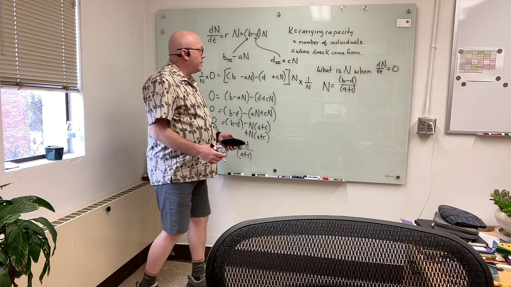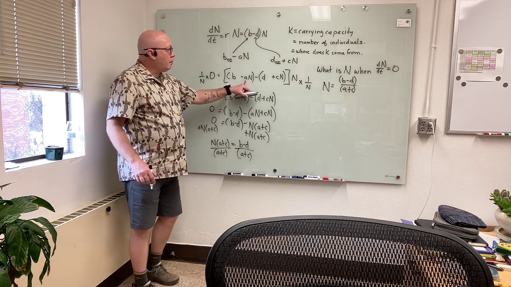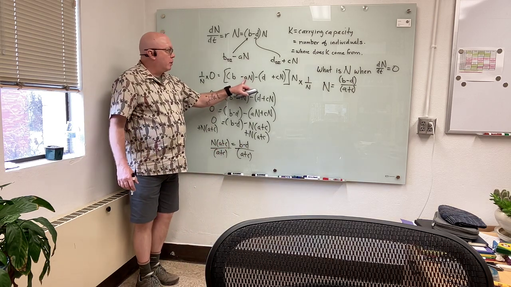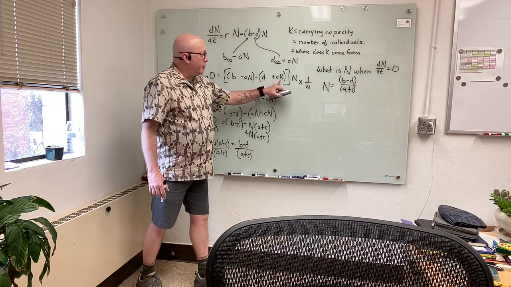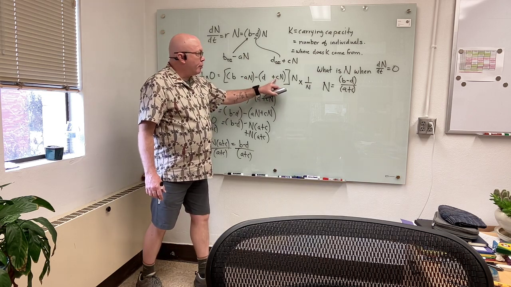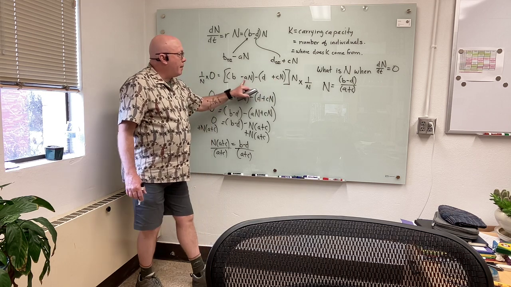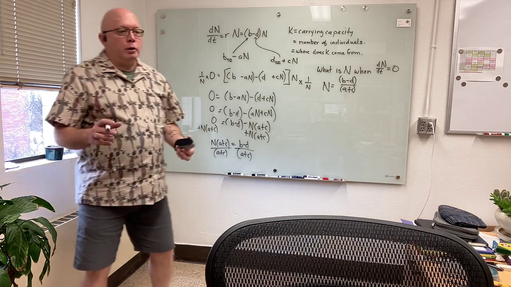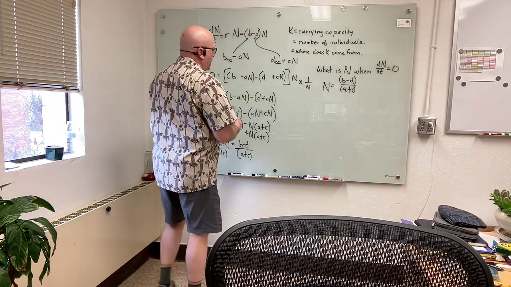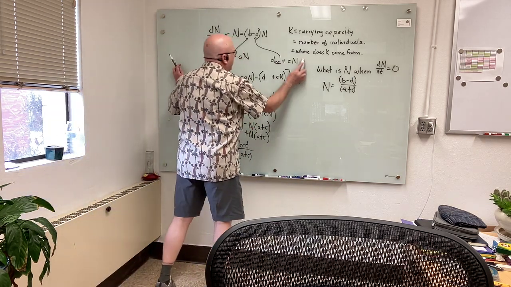What this basically says is, as population gets bigger, birth rate is decreased by some amount. As population increases, death rate increases by some amount, and those amounts are determined by A and C. So what I want to do is draw a little graph for you that illustrates why this is working this way.